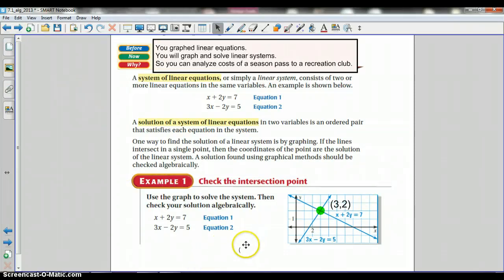Now, you can check your solution algebraically by plugging in 3 for your x value and 2 for your y value into this equation over here, and it should turn out to be a true statement. And you could also plug in 3 for x and 2 for y on the second equation, and it should turn out to be a true statement. We will do that in the next example.